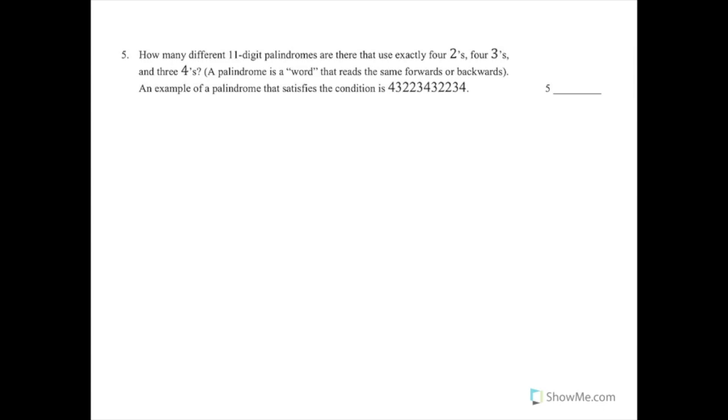So the key here is that the number is a palindrome. And if we look at the digits that we need to use, there are 4 2s, 4 3s, and 3 4s. This adds up to 11 total digits as given. And we notice that the middle digit must be a 4. And the reason is if it's 2 or 3, then there are an odd number of 2s or 3s remaining, and there's no way that we can balance it out. And so the only way is for the middle digit to be 4.